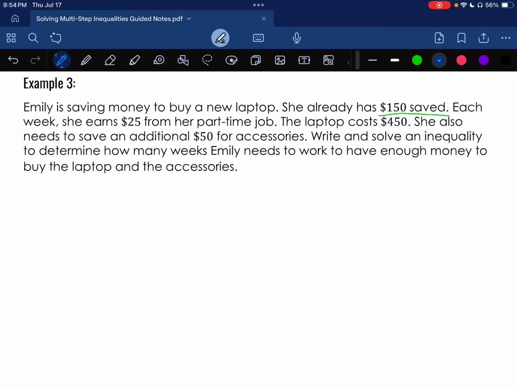The laptop is going to cost her $450, and she needs $50 more for accessories. So let's write and solve an inequality to determine how many weeks she needs to work to have enough money to buy the laptop.